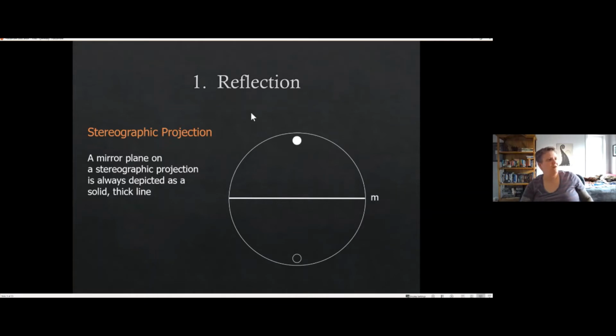So if we show a reflection or a mirror plane on a stereographic projection, we put it just across here. It could be here, it could be here, it could be any of them. It could actually be around the equator, and we would put it around the outside rim of that ball. That's why this is sometimes easier with something physical in your hand to show. So a mirror plane is always depicted as a solid thick line.